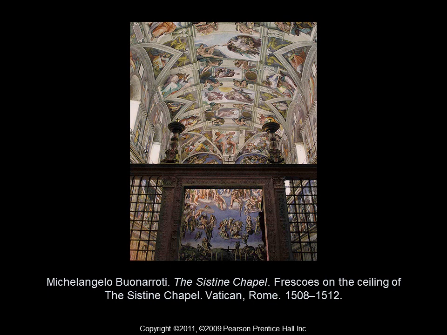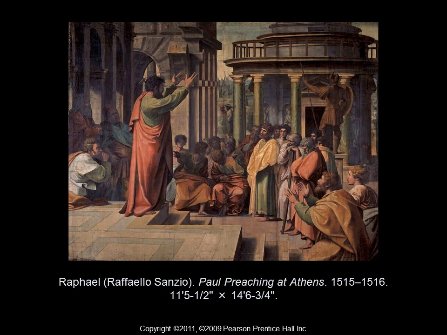It took Michelangelo 4 years to make this. Many of those hours were spent lying on his back on scaffolding, painting by candlelight, long into the hours of the night. This painting is Paul Preaching at Athens, made between 1515 and 1516, by Raffaello Sanzio, otherwise known as Raphael.